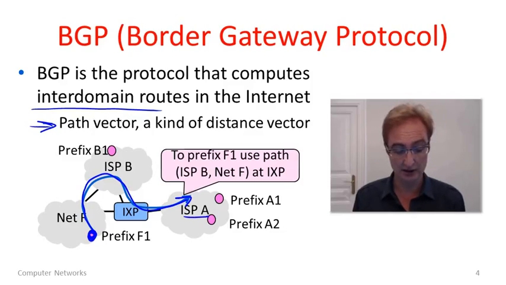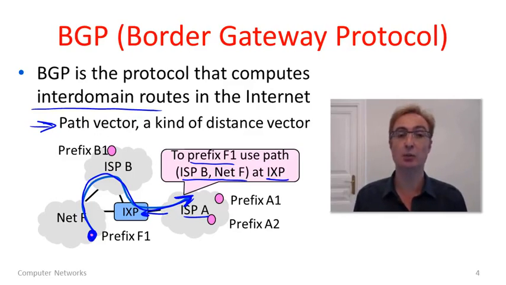And if we look at it inside ISPA, we might receive a route announcement that says something like, well, to get to prefix F1, that's the destination here, here is a path you can use. It goes ISPB netF. Well, they are the networks through which you go along this path once you leave your ISPA to get to the destination. And the way you access this path, the next hop is to go via the IXP. That's here. So you just send across the link to the IXP and you'll be on your way along this path. That's an example of a path vector announcement.